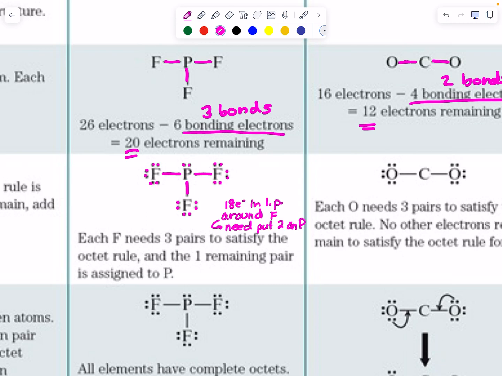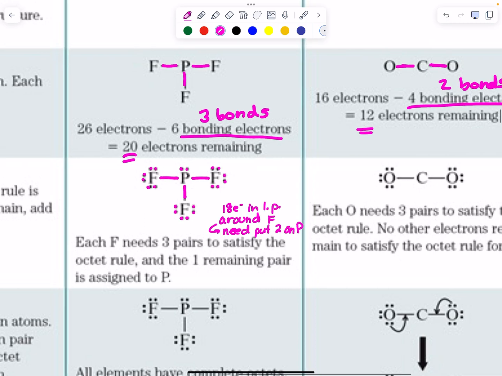I can count up and say, okay, I started with 26 electrons, and so if I've got 18 around the fluorine as lone pairs, 19, 20 for the phosphorus, and I've got 3 bonds, 1, 2, 3, 4, 5, 6. I've got 26 electrons placed. Okay, I'm good. But there's one more thing I need to do, and I just need to do a check and see, have I satisfied the octet rule?